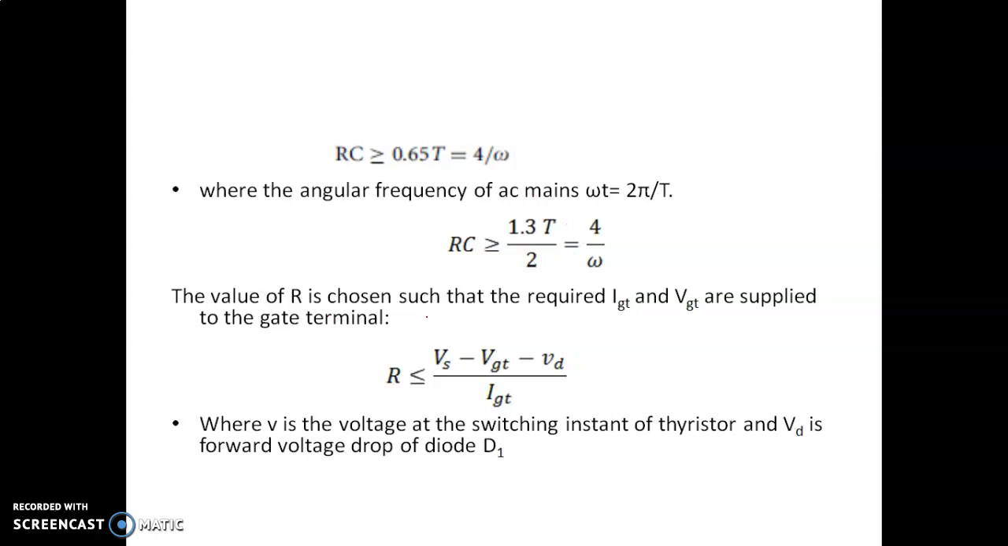The value of R is chosen such that the required IGT and VGT are supplied to the gate terminal. So R should be less than Vs minus VGT minus Vd divided by IGT, where Vs is the source voltage, VGT is the minimum voltage required for triggering, Vd is the diode drop, and IGT is the gate current required for triggering. So using these values, the value of R can be designed, where V is the voltage at the switching instant of the thyristor and Vd is the forward voltage drop across the diode D1.